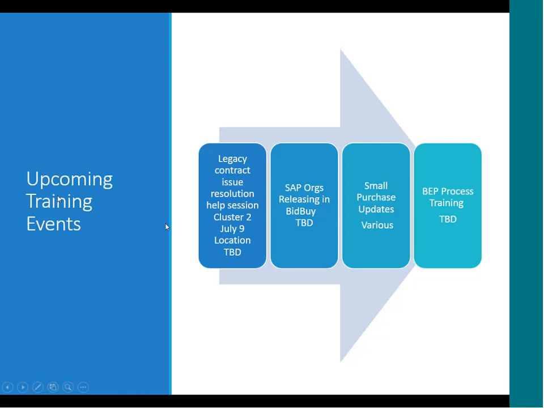Upcoming training events. We just held the ERP training session. There is going to be a legacy contract issue resolution for Cluster 2 held on July 9th. If you are interested in that, stay tuned. That information should be forthcoming. We are also working to schedule the SAP orgs releasing in BidBuy, various small purchase training updates. That training, I believe, has been scheduled, so if you haven't received that or you need more information on that, let us know. There are some updates to the small purchase program, and participation in that program is required.